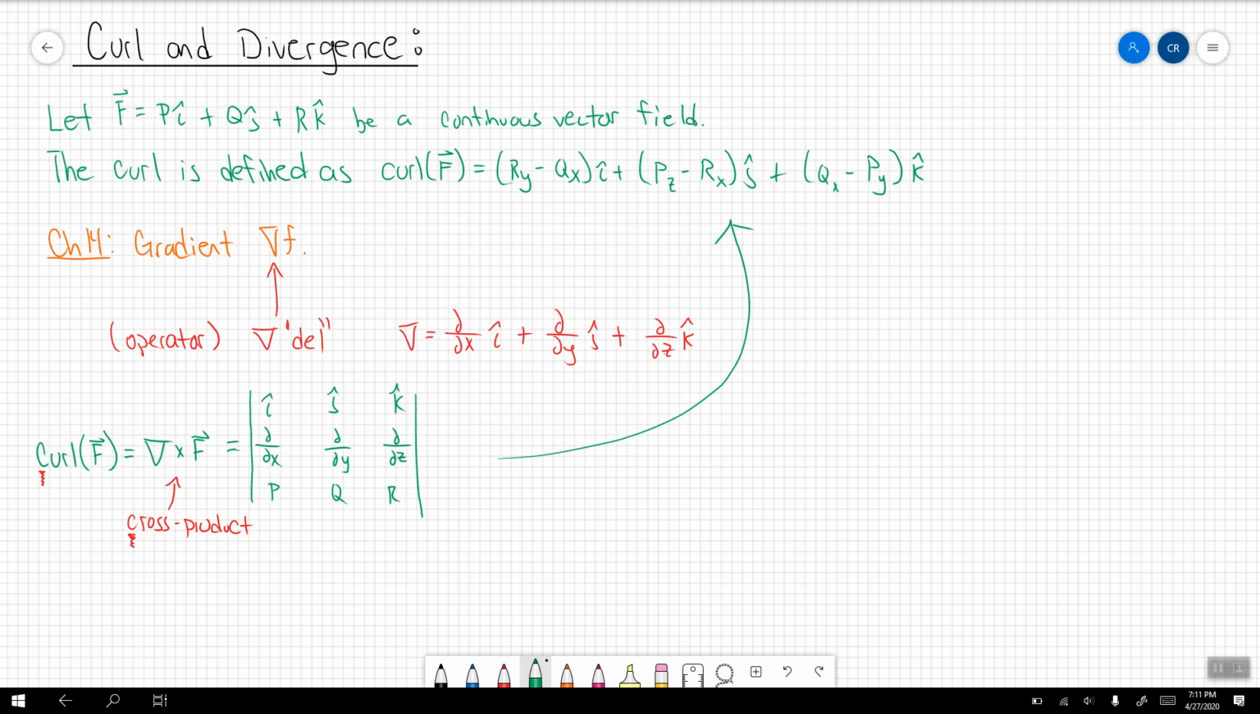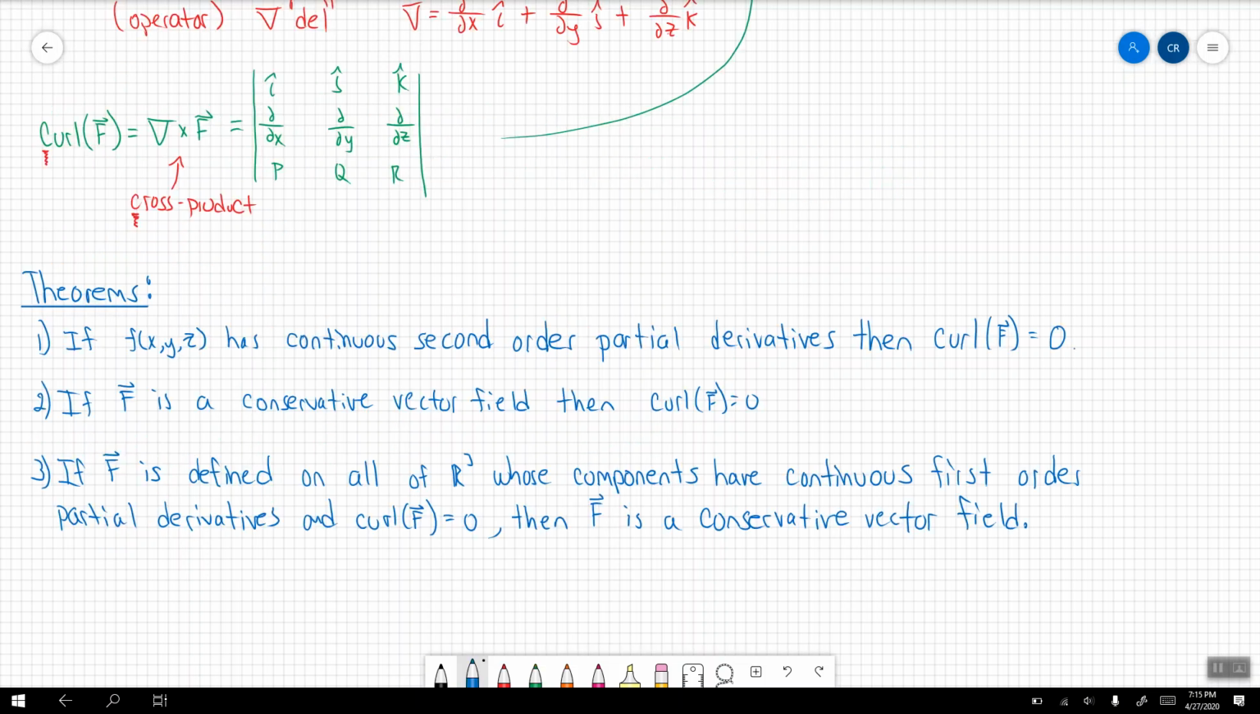Now, I'm going to list a couple theorems that are going to be very beneficial to us as we proceed through the next few sections. All right, so I'm going to pause the video, write down the theorems, and we'll come back and talk about them in a little bit. All right, so here are the theorems that we're working with. Number one says that if we have this multivariable function and it has continuous second-order partial derivatives, then the curl of that vector field function must be 0.